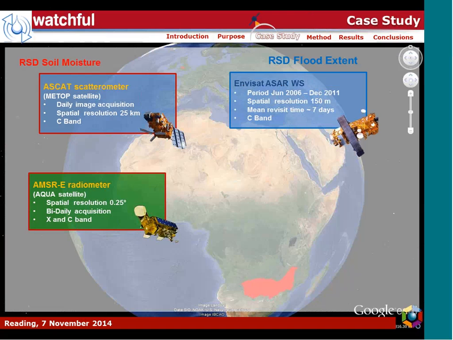But in the meantime, there are many other missions that can be considered. While in the past you needed to be really lucky to get any observations of flood extent, by using data from different missions, and especially using now the data from the recent Sentinel-1 mission of the European Space Agency, it becomes much more straightforward to get flood extent observations from space.